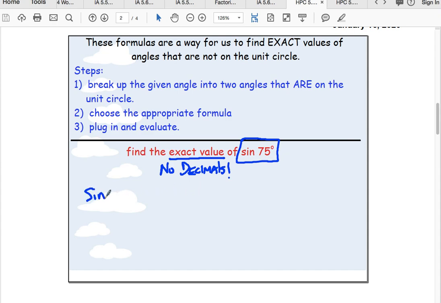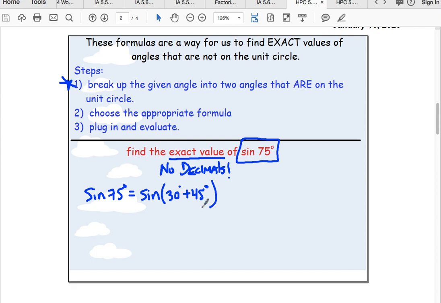We can break up the 75-degree angle into 2 angles that either add to 75 or subtract to 75. And we want them to be on the unit circle. That's step number 1. Break up the given angle into 2 angles that are on the unit circle. And they can either add to 75 or subtract to 75. So I'm going to do 30 degrees plus 45 degrees.